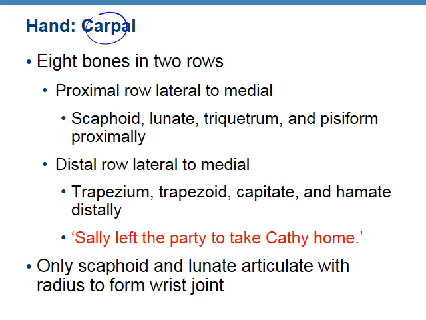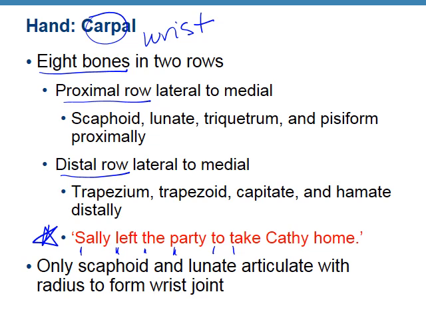Now we move on to the carpal bones. So these are the bones of your wrist. We have 8 bones, and they're in 2 rows. There's a distal row and there's a proximal row. So we're going to look at that figure in just a moment so we can look at each one separately, but here's the mnemonic. Sally left the party to take Kathy home. So let's look at those in just a moment.